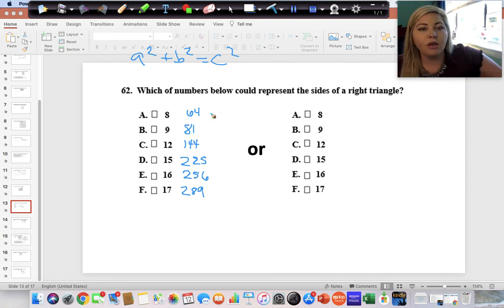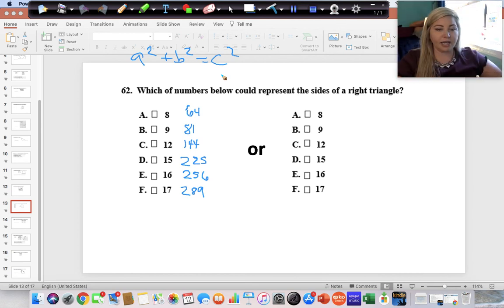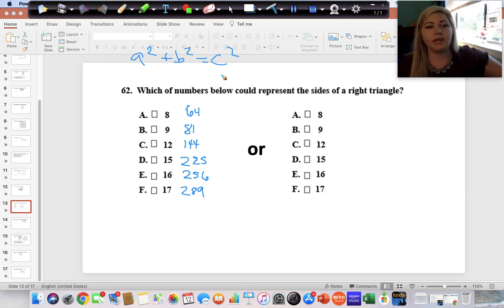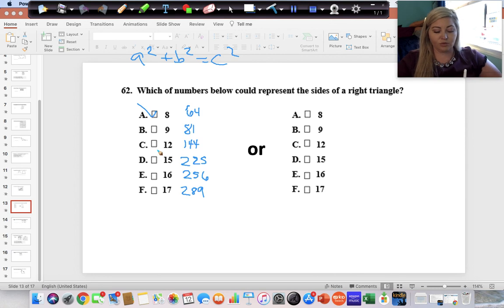Okay? So we need to start adding some of these together to see if they will get a third one. So if I added 64 plus 81, that gives me 145. That's not any of these. So I'm going to add 64 plus 144 and see what I get. That's 208. Again, that's not going to give me any one of these. I'm going to add 64 plus 225. That does give me 289, so that worked. 64 plus, I think that was 225, right? Yes, 64 plus 225 does give me 289. So A, D, and F are some that would work.